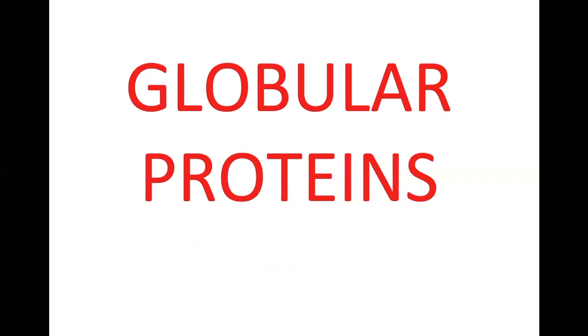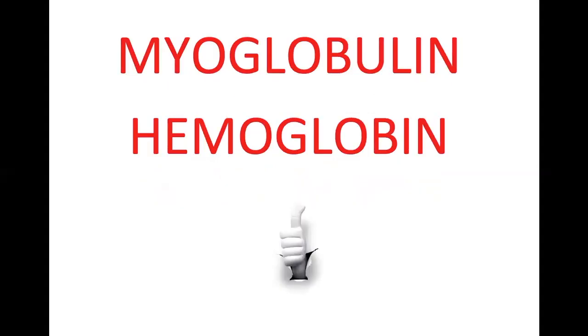Now, first, let me introduce the concept of globular proteins. In biochemistry, there are two globular proteins you have to remember. What are these two globular proteins? We have myoglobin, then we have hemoglobin. Our focus today will be hemoglobin. So to remind everyone, you have two very important globular proteins: hemoglobin, then we have myoglobin.